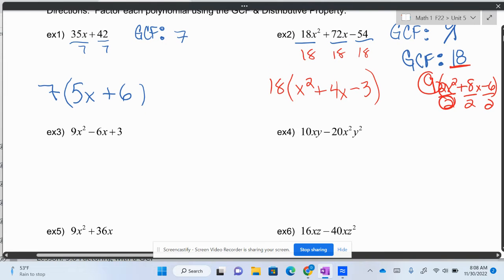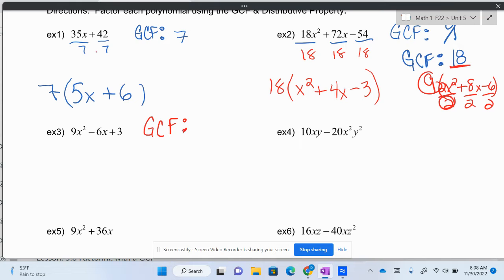Let's look at number 3. What's your greatest common factor? Say, I didn't hear. 3. Yeah, I agree. I think 3 is the greatest factor. So I'm dividing everything by 3. So I put it on the outside. Let's see. 9x squared divided by 3 is 3x squared. Negative 6x divided by 3 is negative 2x. And a positive 3 divided by a positive 3 is 1.